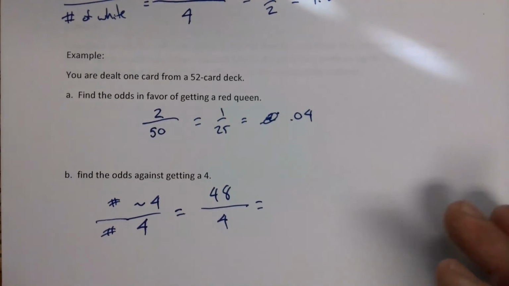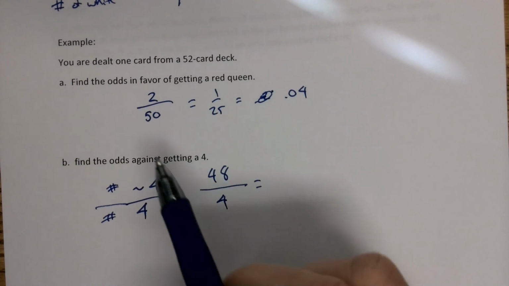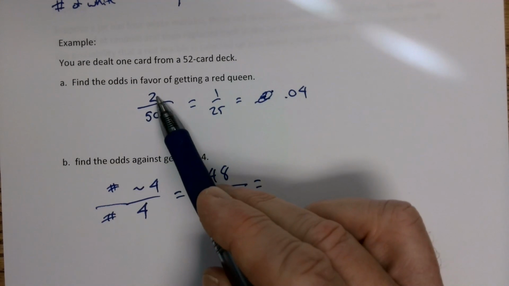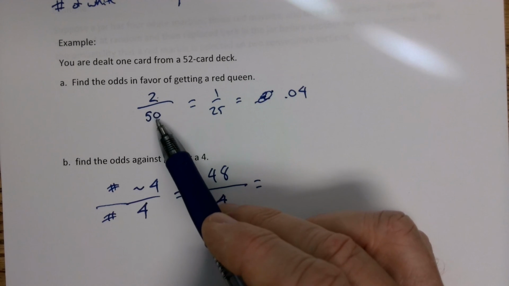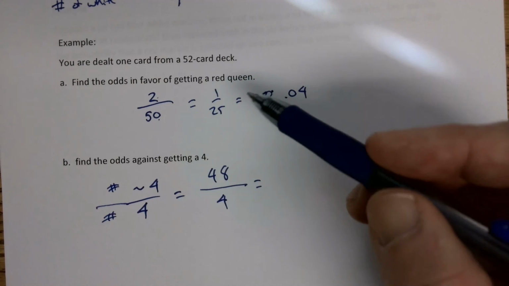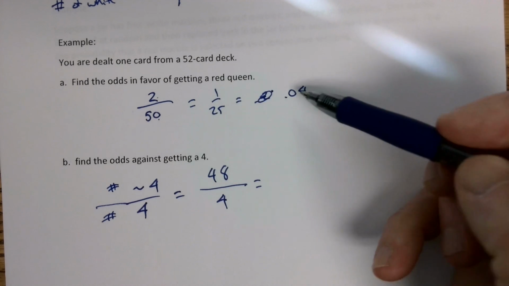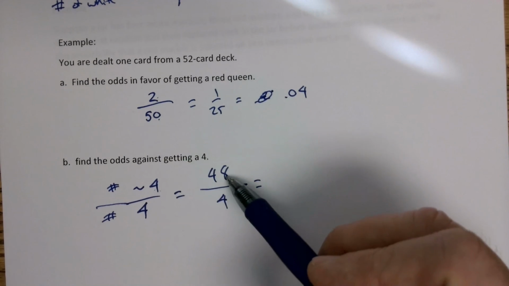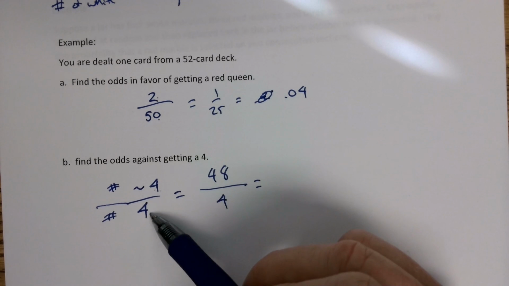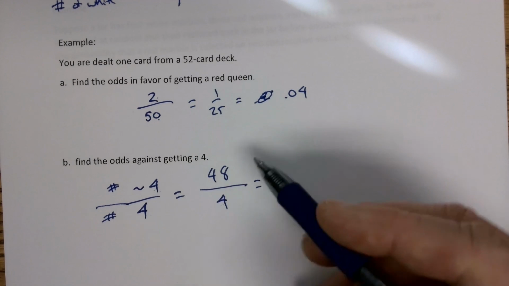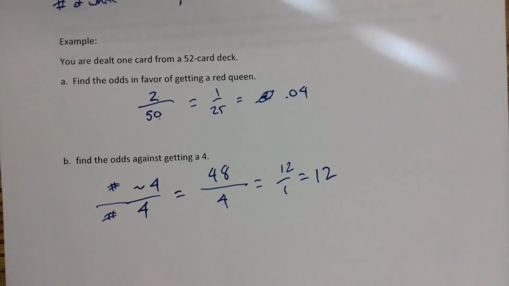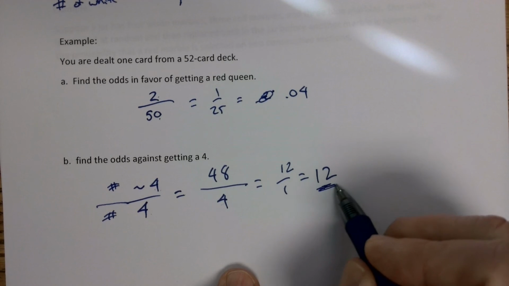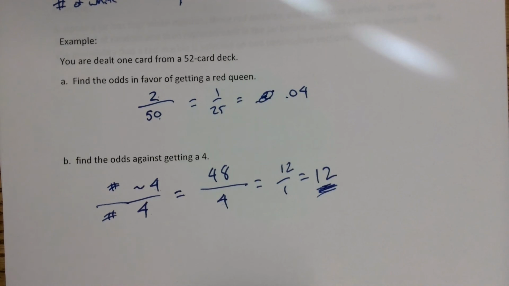Sorry, for those kids at home, there's 2 red queens. There are 50 cards that are not red queens. Okay, so that simplifies. Not a 4 is, there's 48 cards that are not a 4. There are 4 cards that are a 4. So it's 12 over 1, which is just 12. And so that's troublesome sometimes, that the odds are 12. And it's basically a ratio 12 to 1.